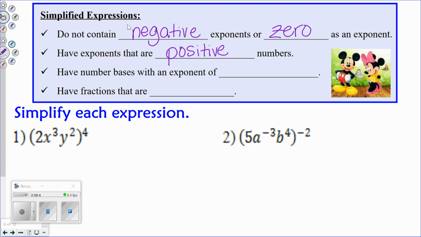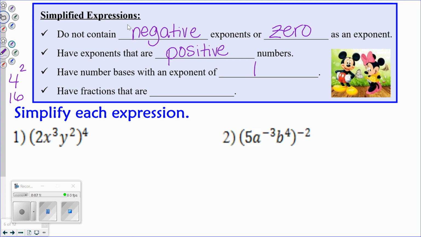Have number bases with an exponent of blank. So in other words, would you leave 4 squared? No. What would you tell me that is? 16. What's the exponent on my 16? It's a 1. Right? So in other words, don't leave 4 squared sitting on there. Now, if it was like 90 to the 30th power, I'd probably leave that one 90 to the 30th, right? Because that's an extreme number. But like 4 squared, that's 16. Actually, multiply that one out.